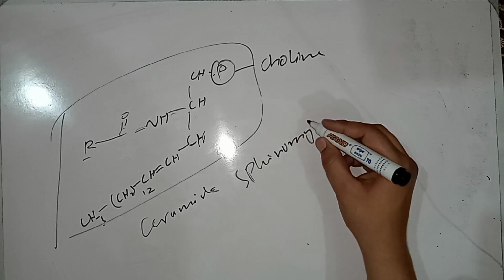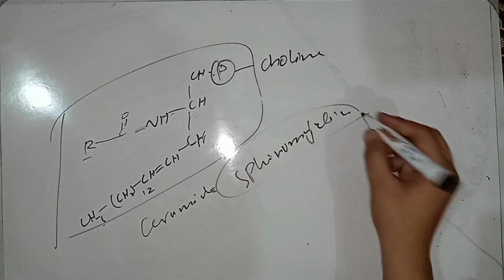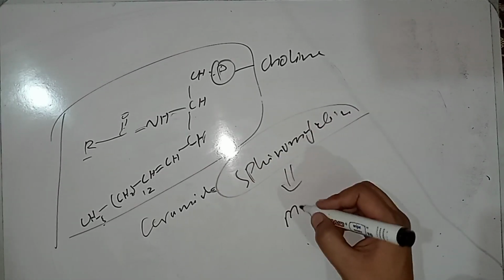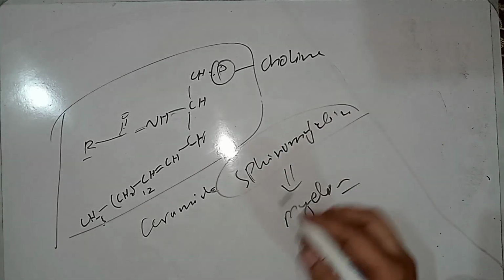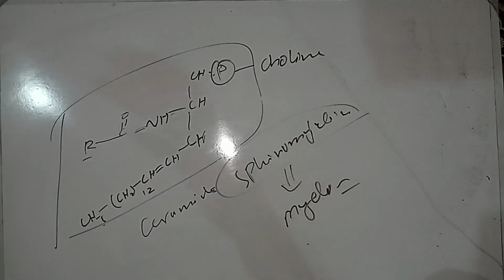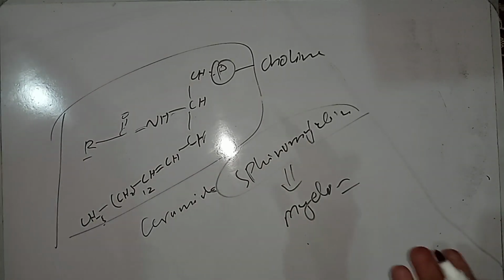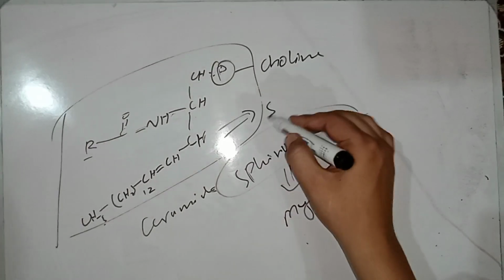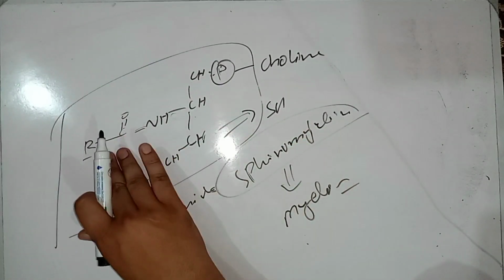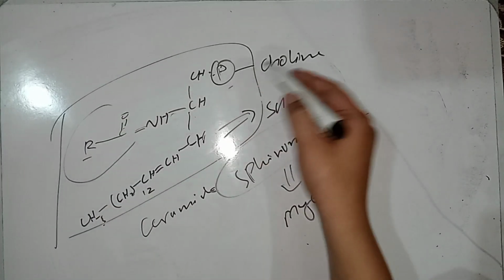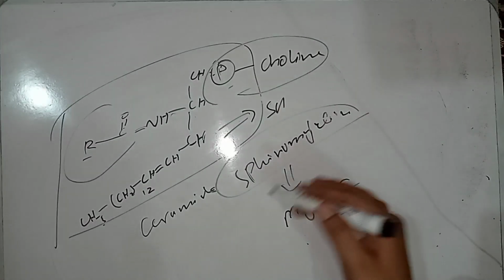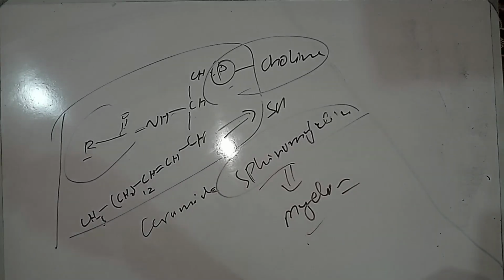Sphingomyelin is the only sphingolipid found in humans, and it is involved in the myelination of nerve fibers. So this is the sphingophospholipid, sphingomyelin, whose backbone is formed by sphingosine, and sphingosine is joined with a fatty acid at C2, and at C1 it is attached with phosphorylcholine to form sphingomyelin, which forms the myelin sheath.